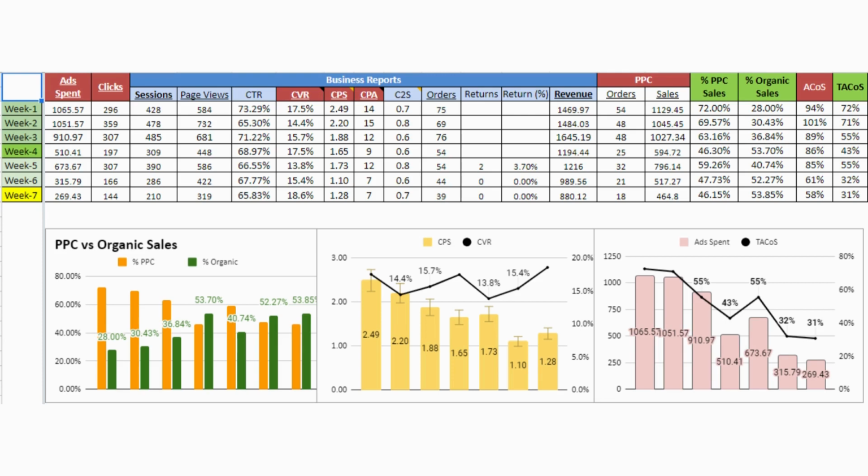And the next core and key metric that I want to track is what percentage of my sales are coming from PPC and what percentage of my sales are coming from organic.